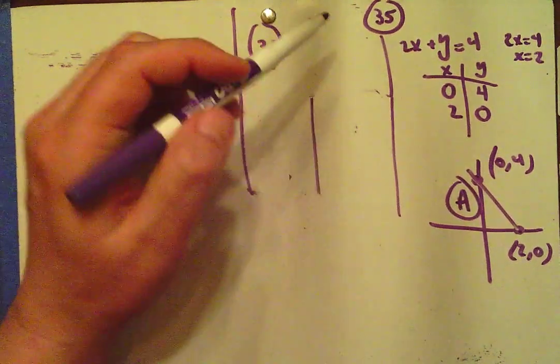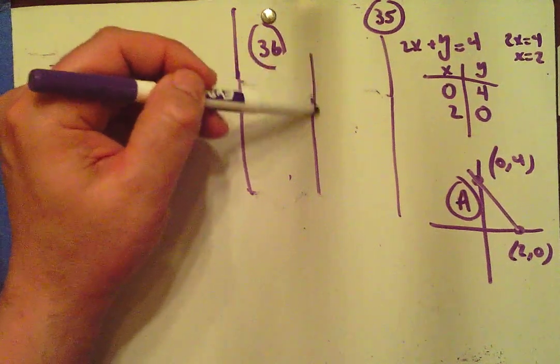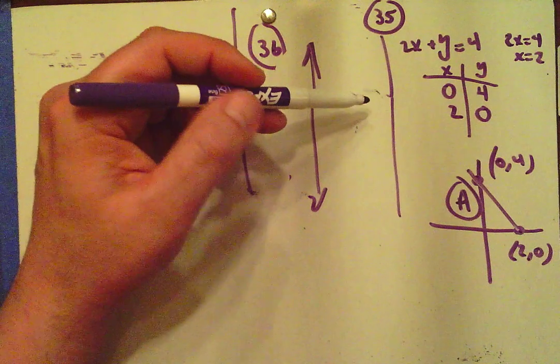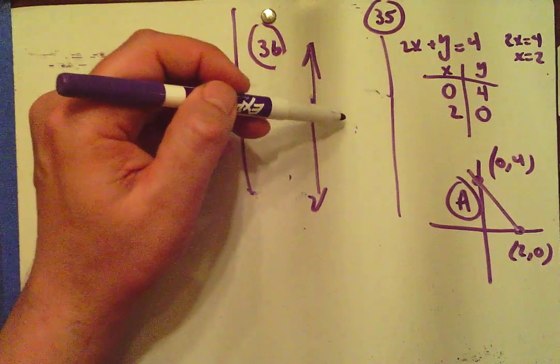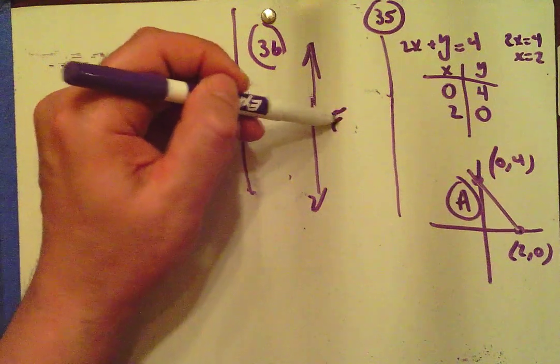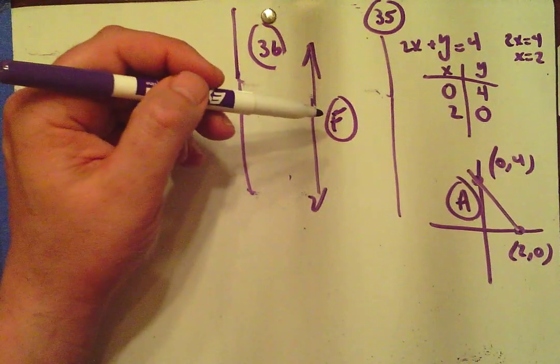And so instead of a segment or ray, I'm going to go with line. A line will divide this into two half planes, and that's choice F. F for 36.